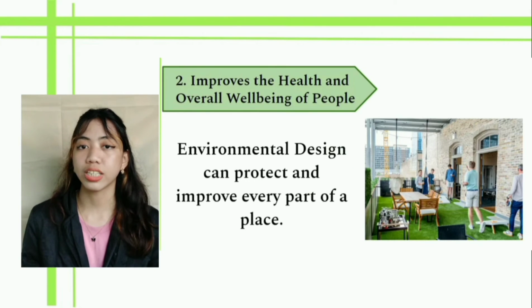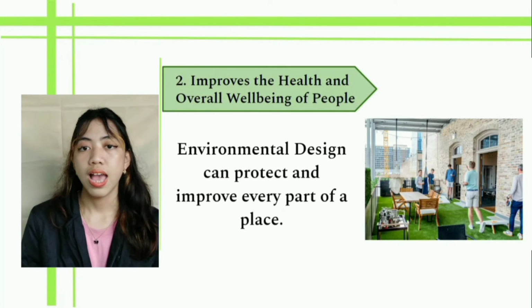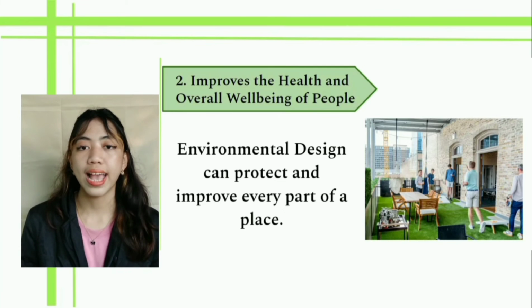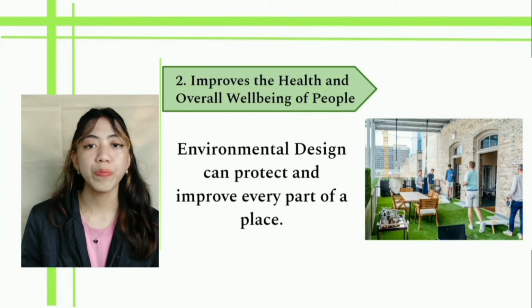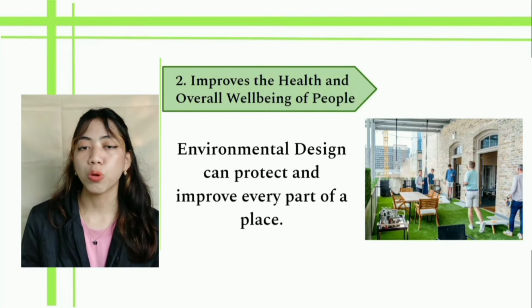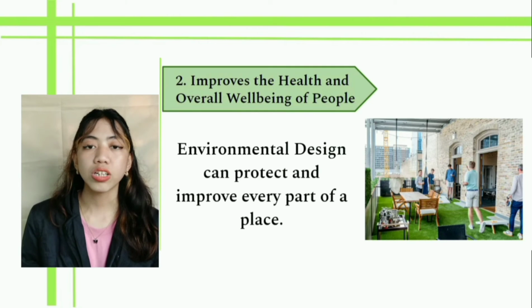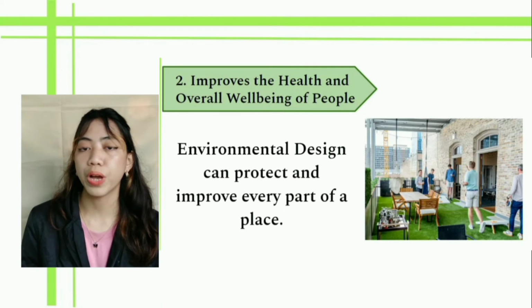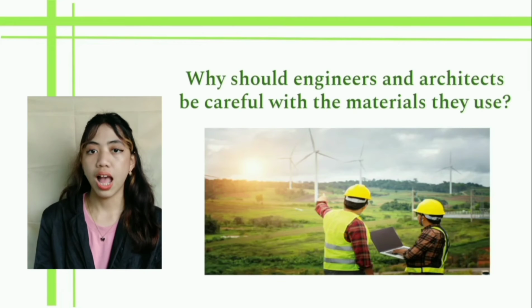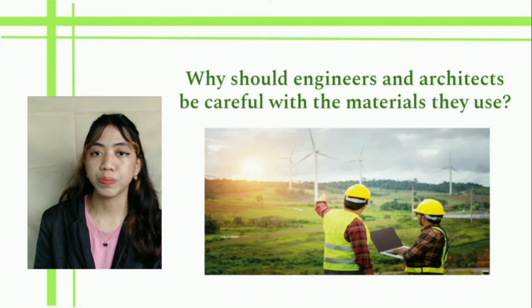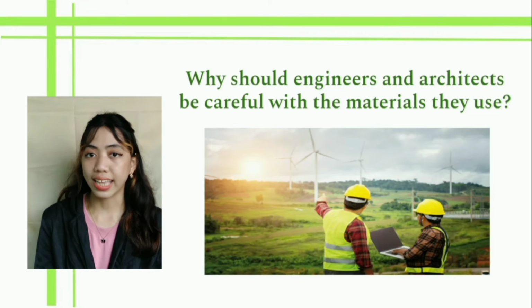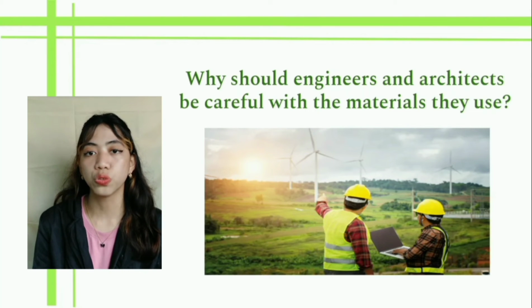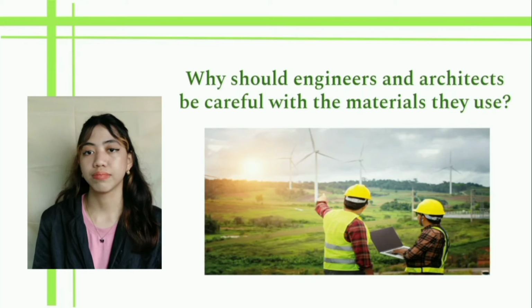Second, it improves the health and overall well-being of people. Environmental design aims to provide a healthy, productive environment. Environmental design can protect and improve every part of a place. This is good for both humans and animals. Environmental consequences can be reduced so that both biotic and abiotic components can live together peacefully. Why should engineers and architects be careful with the materials they use? Environmental design encourages the use of materials that are good. They should use non-toxic materials.